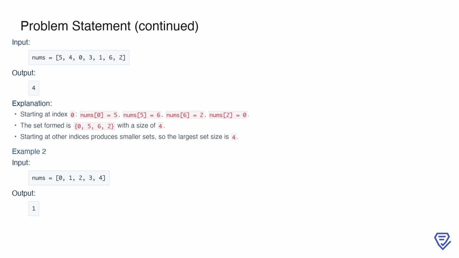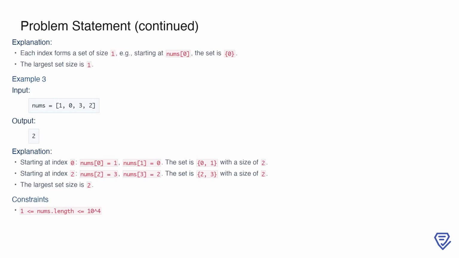In another example, if nums is [0, 1, 2, 3, 4], each index simply points to itself, forming sets of size 1. The largest set size in this case is 1. Now, consider the input nums equals [1, 0, 3, 2]. Starting at index 0, the value is 1, and at index 1, the value is 0. This forms the set {0, 1} with a size of 2. Similarly, starting at index 2, the value is 3, and at index 3, the value is 2, forming the set {2, 3}, with a size of 2. Since both sets have the same size, the largest set size is 2.